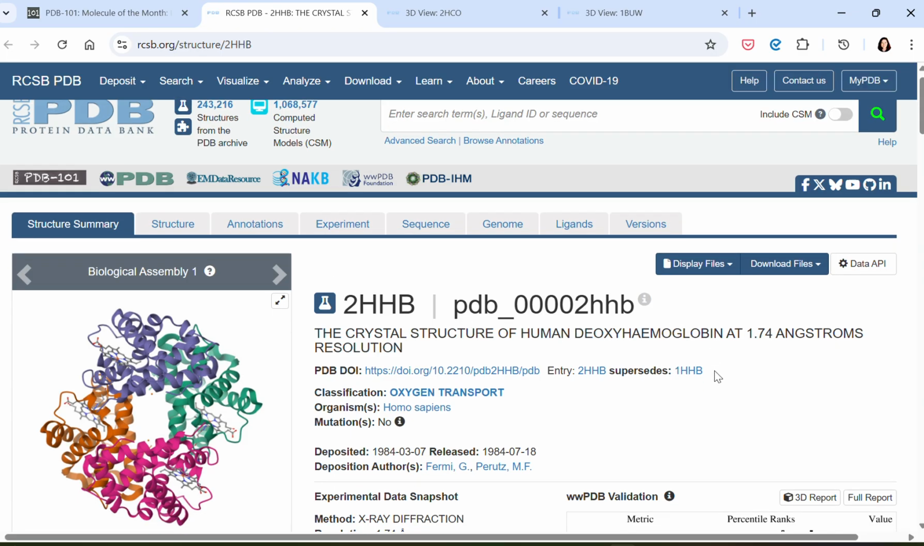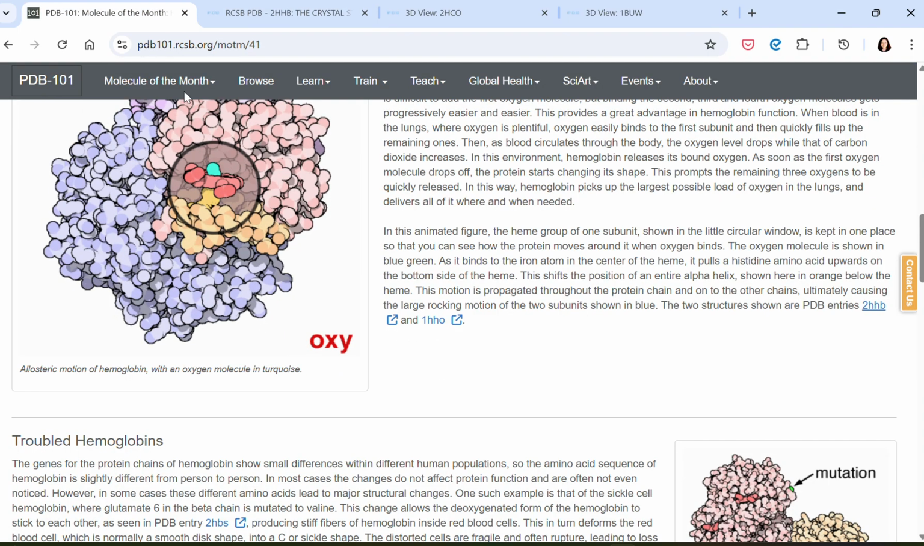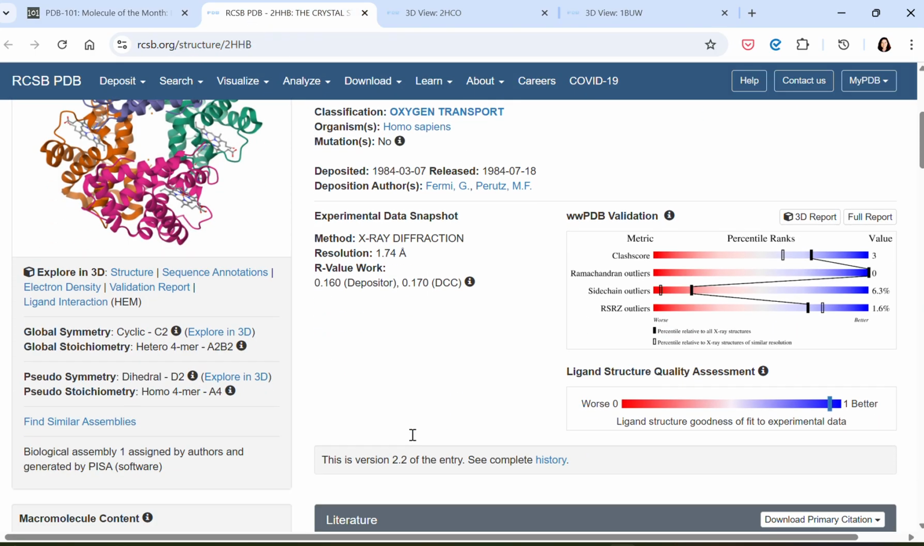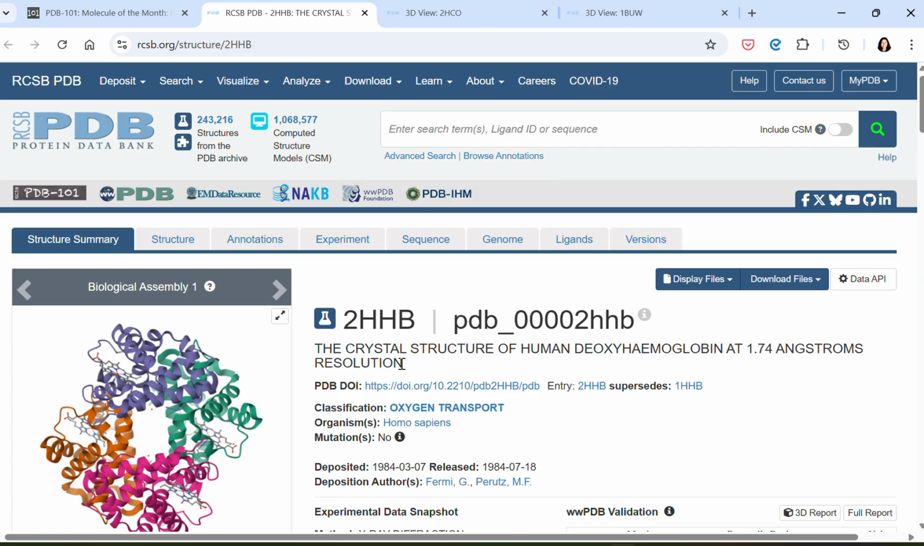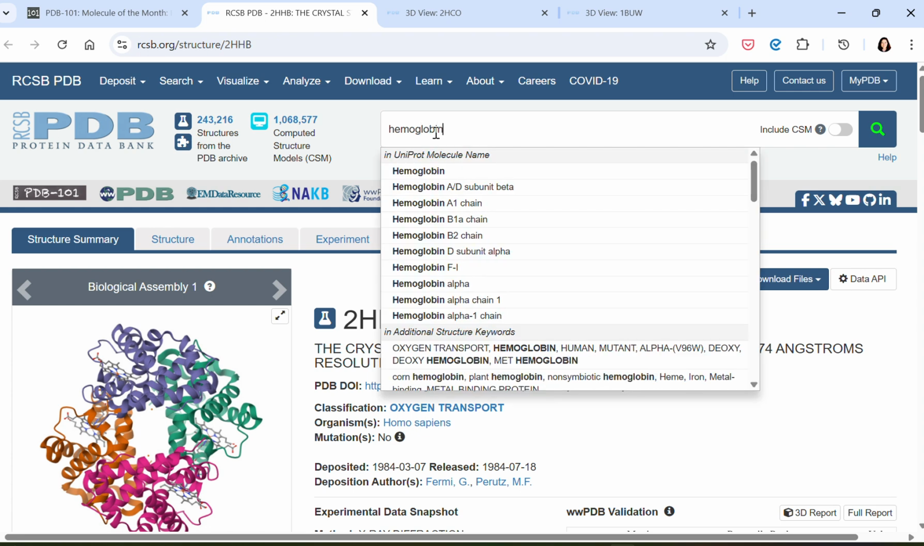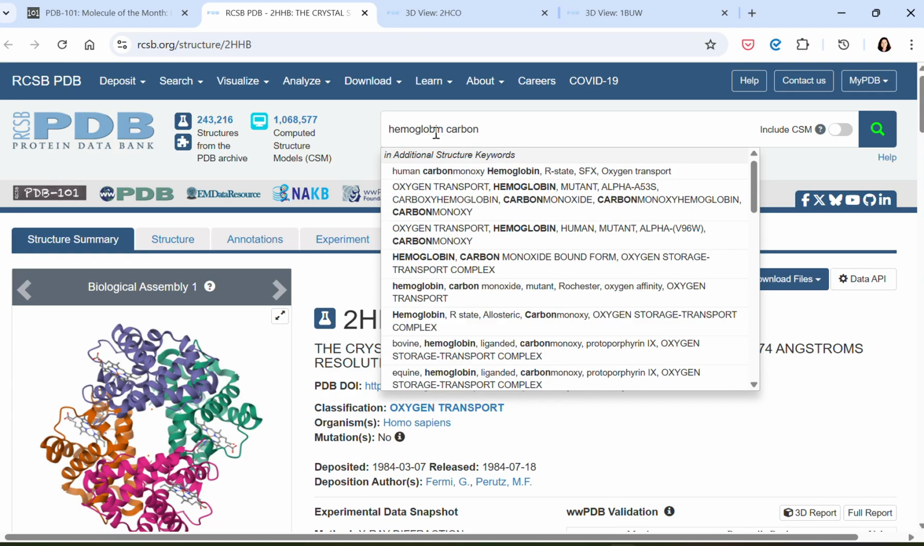Human deoxyhemoglobin. This is okay. It's this animation in the structure without the oxygen and with the oxygen. Do we have carbon dioxide? It has carbon monoxide.